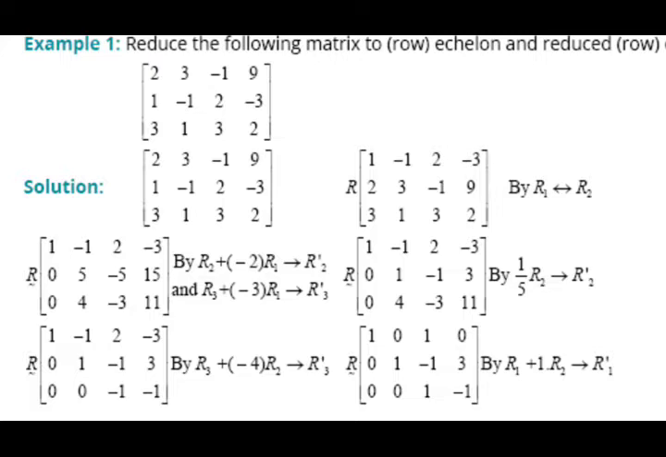And we prepare our first column 1, 0, 0, and then form the second column. First of all we make 1 here, and in place of 5 we make 1. How? We divide R2 by 5.